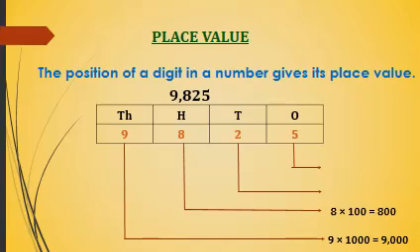The digit 2 is in tens place. It means there are 2 tens. Therefore, the place value of the digit 2 is 2 into 10, 20. And the digit 5 is in ones place. It means there are 5 ones. Therefore, the place value of the digit 5 is 5 into 1, 5.